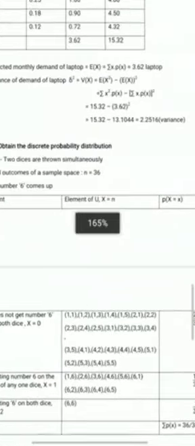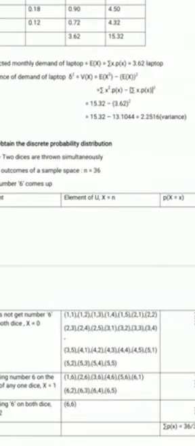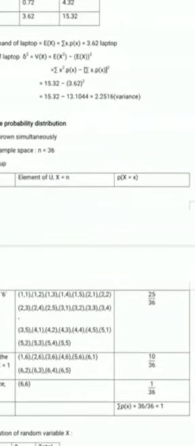Now, if you see the outcomes where we do not get 6: 1,1, 1,2, 1,3, 1,4, 1,5. Same way, 2,1, 2,2, 2,3, 2,4, 2,5, 3,1, 3,2, 3,3, 3,4, 3,5, 4,1, 4,2, 4,3, 4,4, 4,5, 5,1, 5,2, 5,3, 5,4 and 5,5. So the total outcomes when we do not get 6, x equal to 0, is 25 by 36.